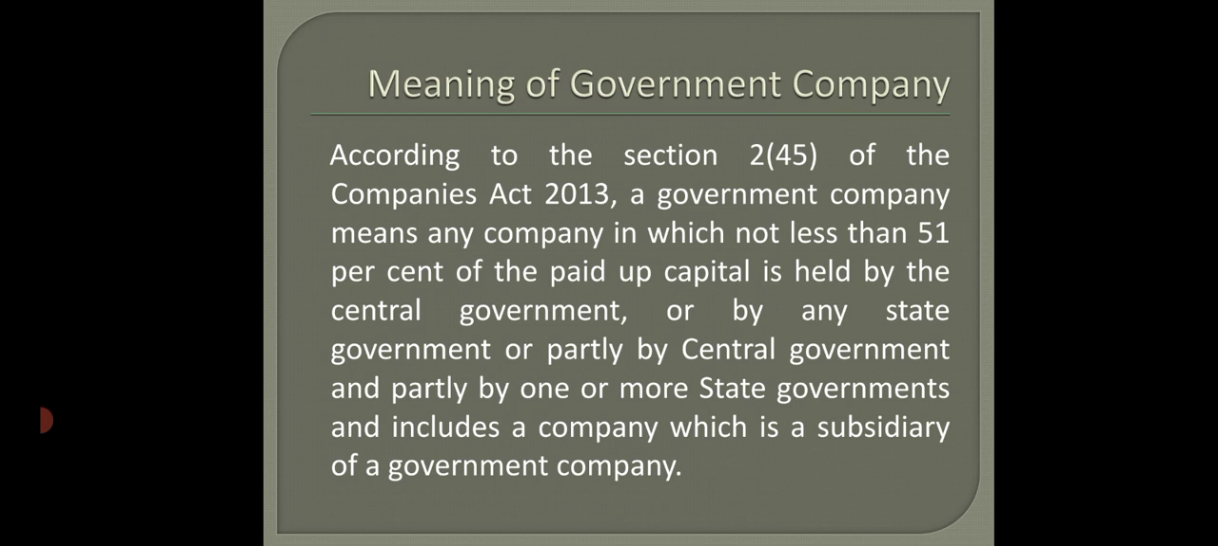Let us simplify. In short we can say a government company is one where not less than 51% of the shares is held by central government alone or state government alone, or a combination of central and state government, meaning partly by central government and partly by one or more state governments. If 51% of the paid up capital is held by the government, we call it a government company.